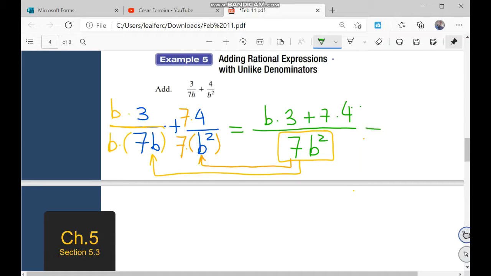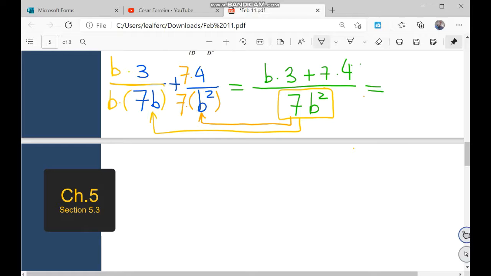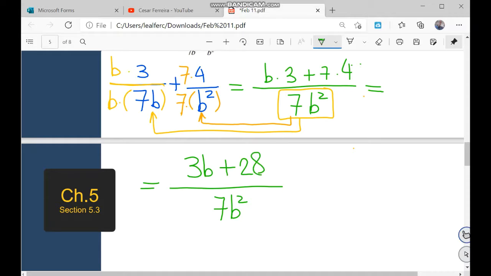That's it. This is how we add rational expressions with different denominators. The denominator is the least common denominator, 7b squared. And now you simplify, or you combine like terms, or you do the simplification that you can. 3 times b plus 28. That is the answer. Okay.